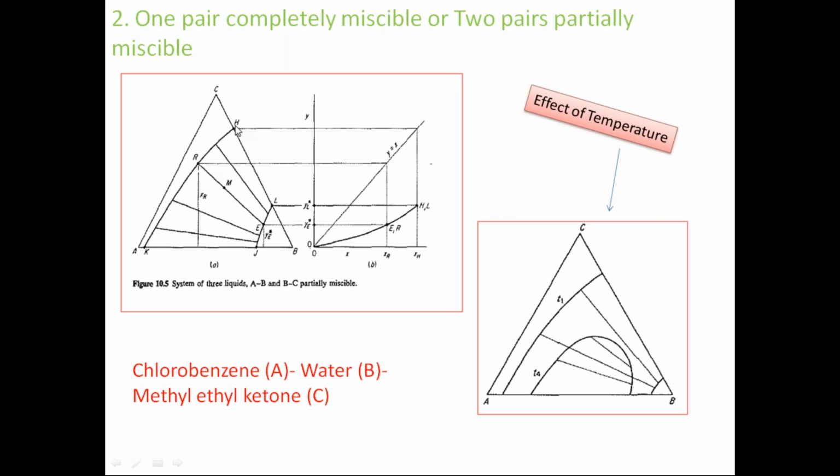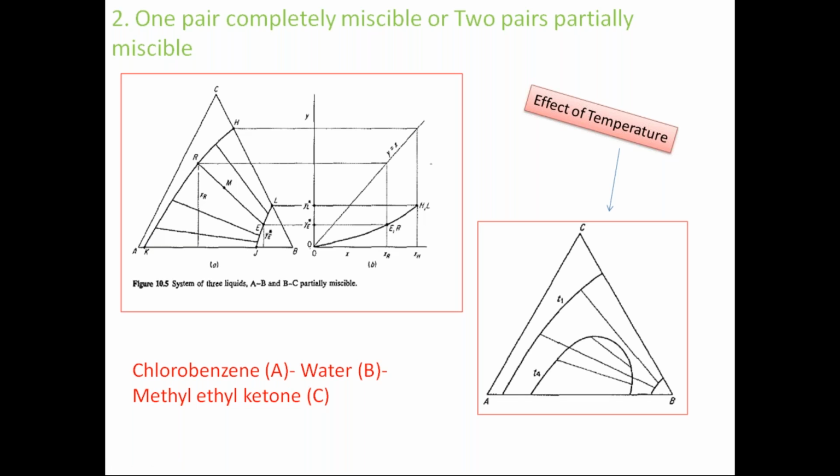So you will get here, this indicates the miscibility of B in C, and this indicates the miscibility of C in B, and this small area indicates the miscibility of B in A, and this indicates the miscibility of A in B. So you are not having any such immiscibility between A and C. That's why we call this system one pair completely miscible, two pairs partially miscible.